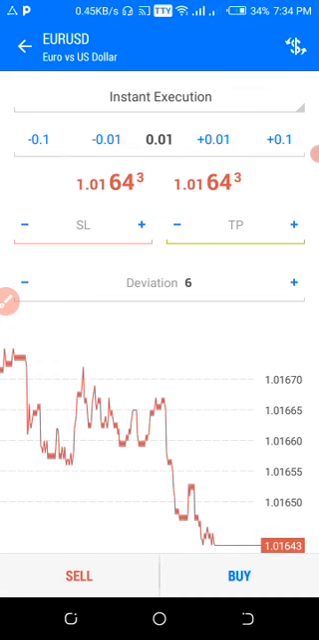If you don't know how to use MT4, I'll be coming with another video on how to use this MT4, how to do analysis and all that.